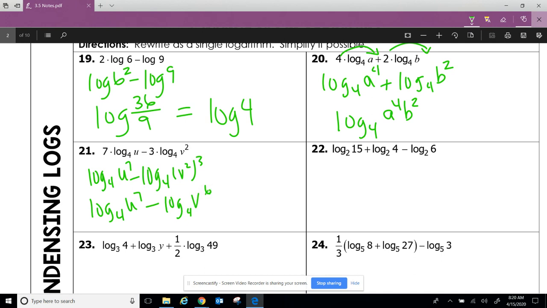All right, because we are subtracting these logs, which property are we going to use to make it into one log? That's right, the quotient property. We're going to just divide these guys. So I have u to the 7th over v to the 6th.